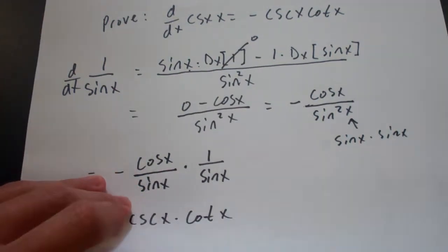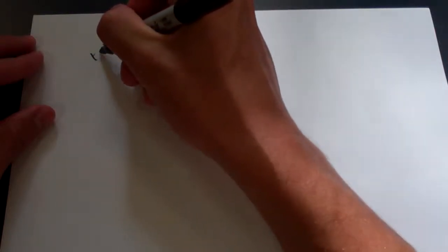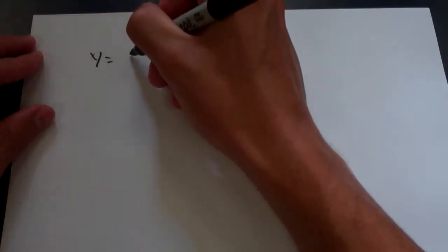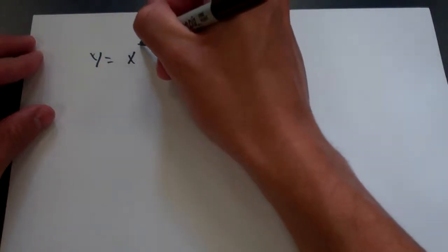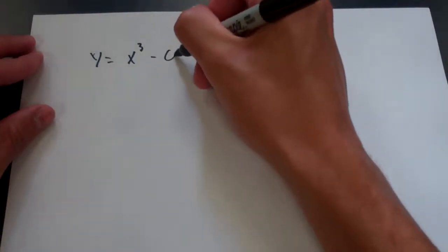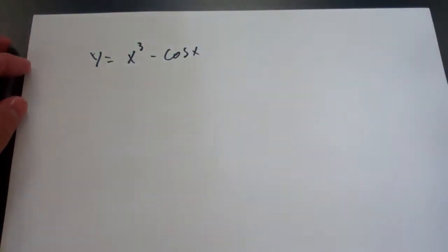I've got a little time, looking at the clock. Let's do a quick trigonometric derivative. Let's do something simple. Let's say y is equal to x cubed minus cosine x. That's not too tough, right?